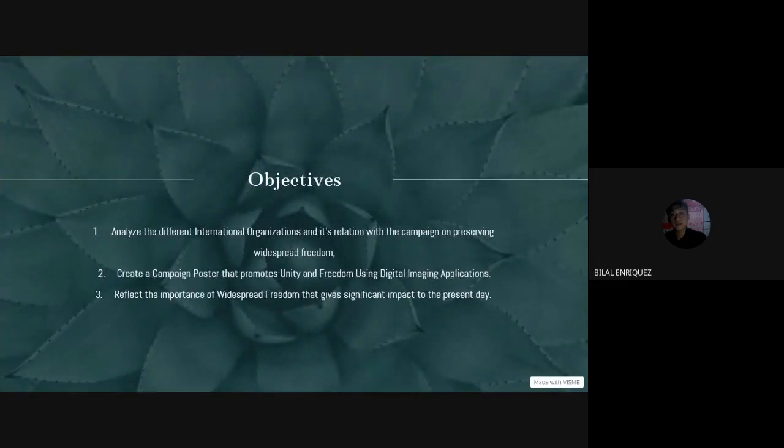In the cognitive area, we are going to analyze the different international organizations and their relation with the campaign on preserving widespread freedom. In the psychomotor area, we are going to make the students create a campaign poster that promotes unity and freedom using digital imaging applications. And in the affective area, we are going to let them reflect on the importance of widespread freedom that gives significant impact to the present day.